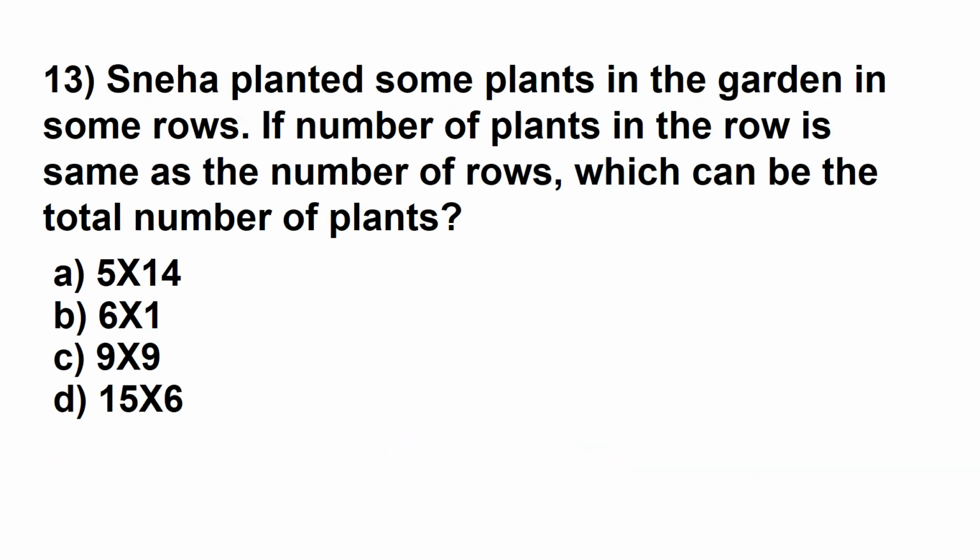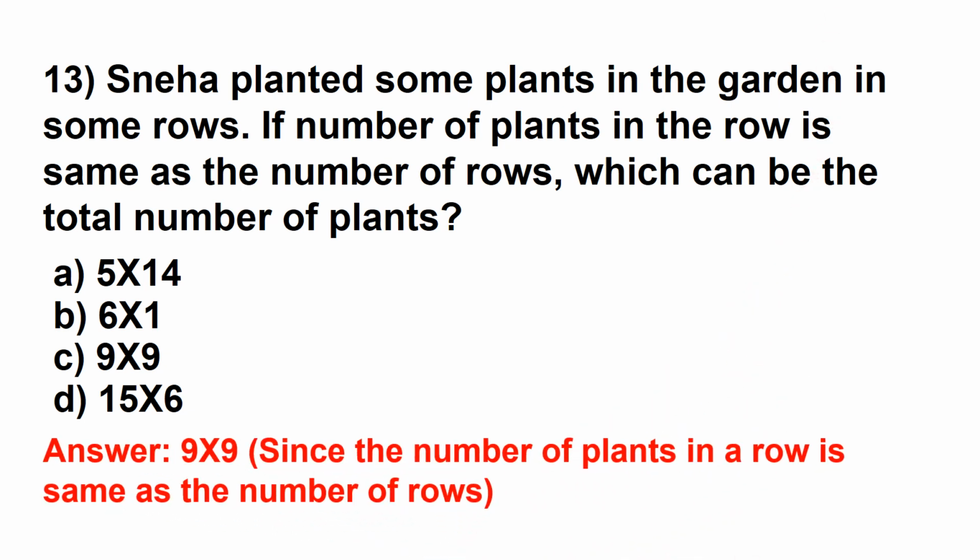Next one, Sneha planted some plants in the garden in small rows. If the number of plants in a row is the same as the number of rows, which can be the total number of plants? What they are asking in the question clearly mentions the same number of rows as the number of plants. So which is the right option? Option C.